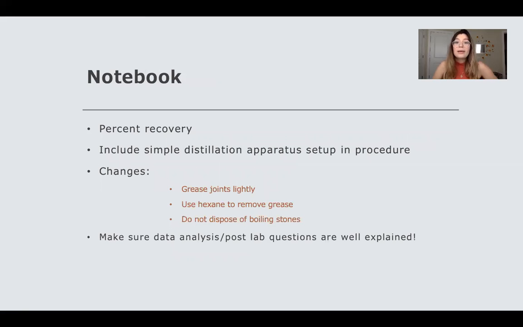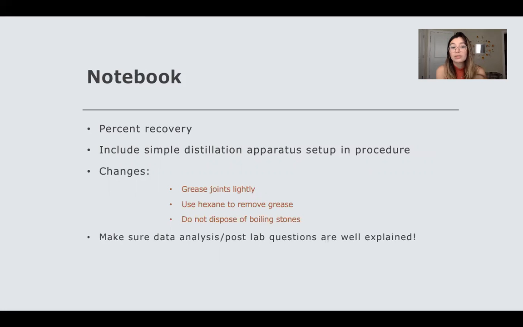Your notebook. I decided to include this slide because I did not include it in my last YouTube videos, and I know it could have been a little bit confusing. So you want to make sure you have percent recovery, both in your pre-lab calculations and your post-lab calculations. Remember, your post-lab calculations are part of your data. Include simple distillation apparatus setup and procedure. You'll have the setup for this in your procedure. I believe it's below step 6, and it's figure 4.3. So make sure you draw it and you label it, because you will get both quizzed and tested on the setup.